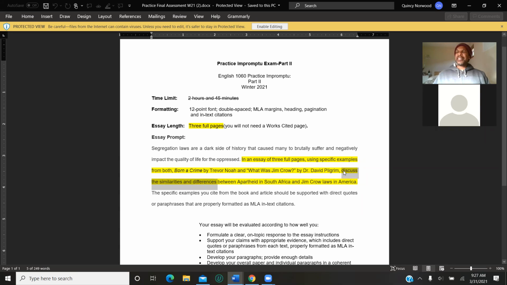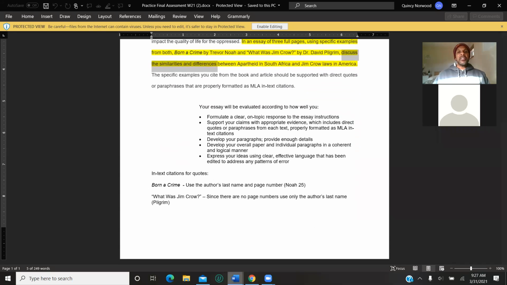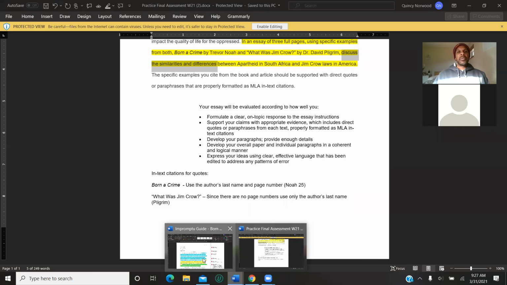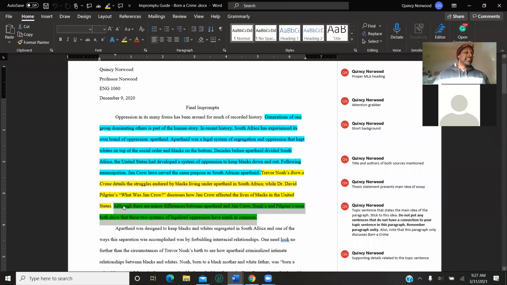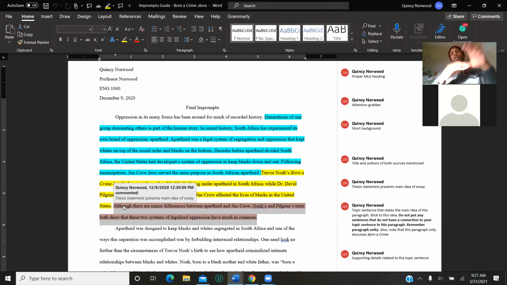When you have to take an essay exam, or even when you get an essay prompt, when you see discuss similarities and differences, that's asking you for a comparison. So essentially you're writing a comparison essay. And there's a great way to keep comparison essays organized, and it's called the alternating pattern. Meaning you just alternate paragraphs where you have a book paragraph, article paragraph, book paragraph, article paragraph.